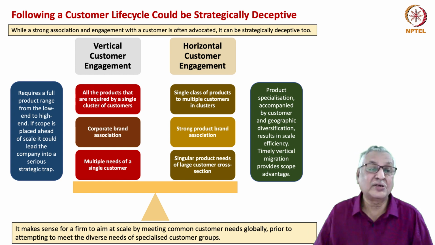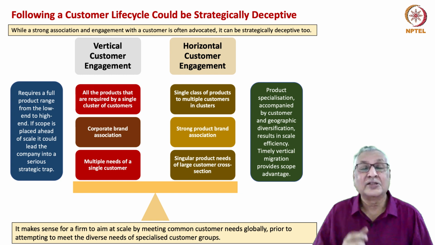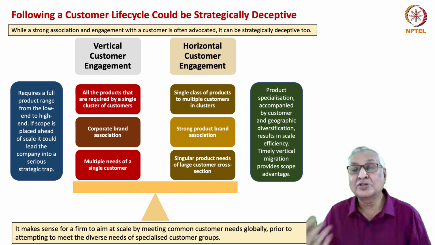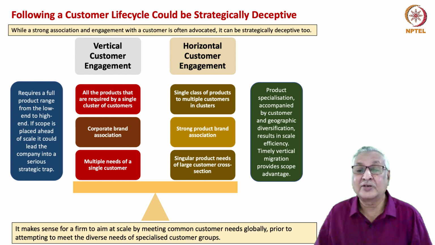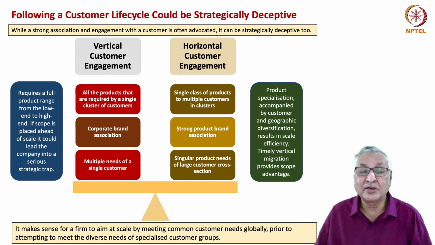Vertical customer engagement requires this: all the products that are required by a single cluster of customers is one aspect. Second, there must be strong corporate brand association. And third, multiple needs of a single customer must be met in vertical format. What does horizontal customer engagement mean? A single class of products must cater to multiple customers in clusters. Strong product brand association and singular product needs of a large customer cross section.